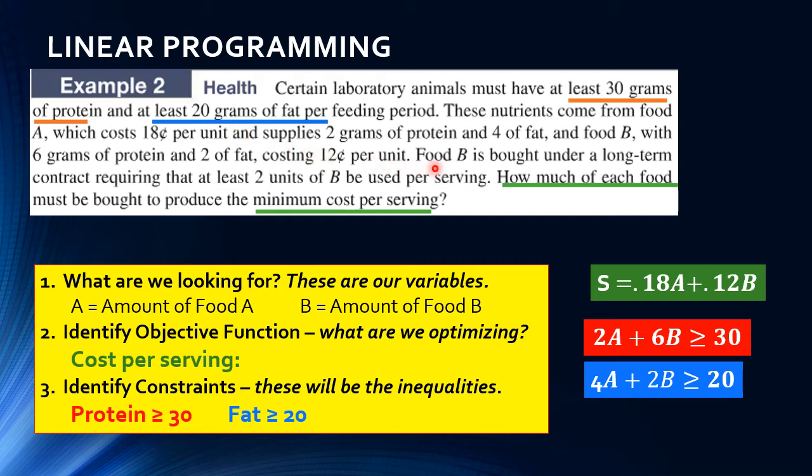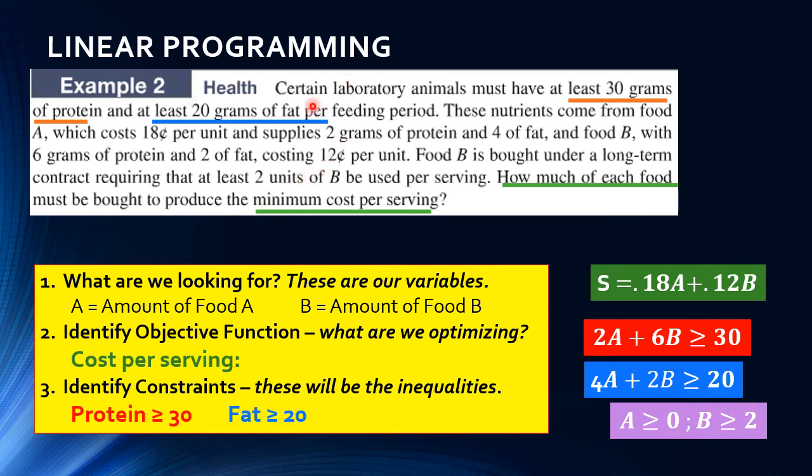It tells us here that food B is bought under a long-term contract, so we're requiring that at least 2 units of B be used per serving. So instead of A and B having to be greater than or equal to 0, B has to be greater than or equal to 2, because we're in a contract that says every time we create food, we have to give at least 2 units of food B. So be mindful of those kinds of things.